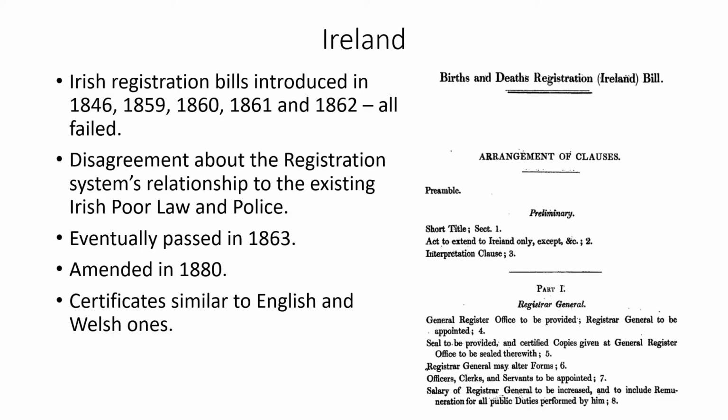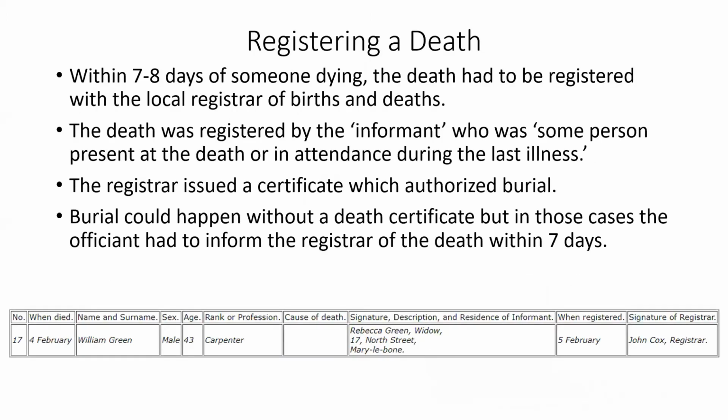And once again, the certificates and much of the Act itself is very similar to the English and Welsh Acts. So that's a very, very quick précis of the origins of civil registration in the United Kingdom and how it varied from country to country. I now want to turn briefly to the process of how you actually registered a death in the 19th century, which again also varied slightly between the four kingdoms.